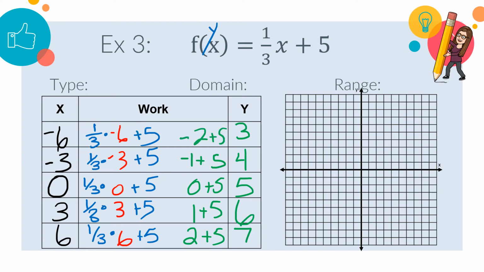Perfect, it worked out. Now we can plot our points. This time I'm not going to write them out. I'm going to read it. -6 is the x, 3 is the y. -3 is the x, 4 is the y. 0 is the x, 5 is the y. 3 is the x, 6 is the y. Whoops, I lost a dot there, didn't I? Let me fix that. There we go.